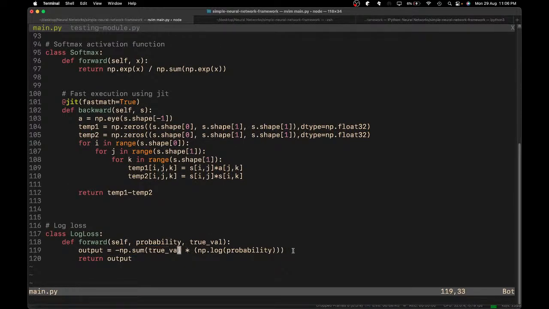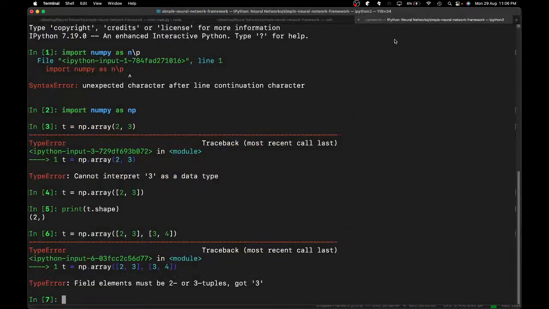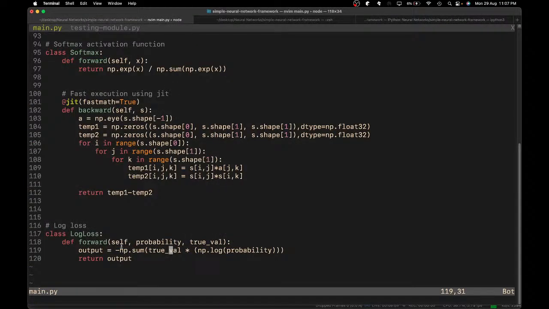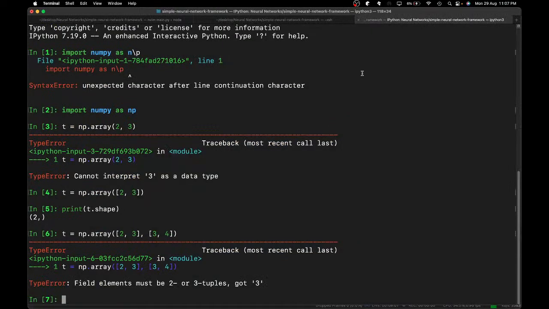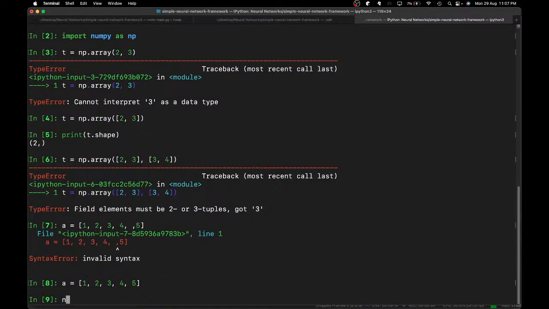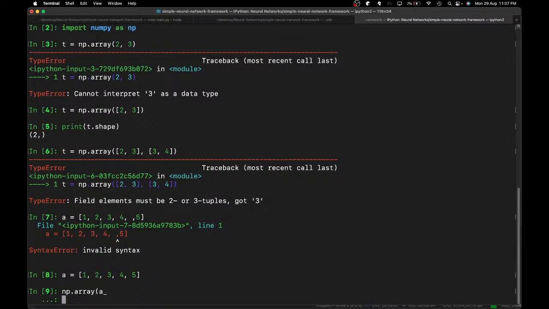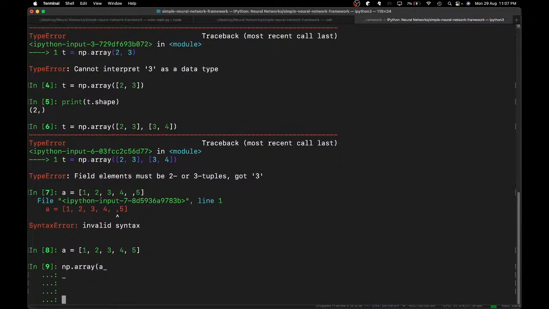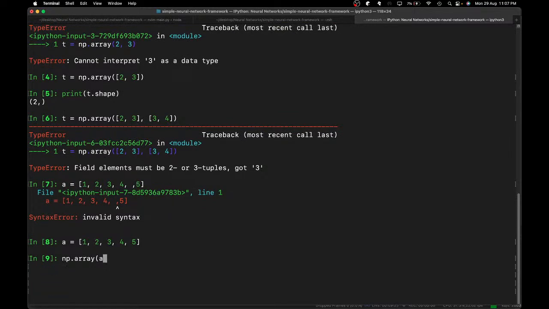Actually, I don't think that's it, right? Let's test this out. So I just opened up IPython 3 here, and we can just test stuff out over here. I want to check how does np.sum work. So if I have a t, which is going to be a np.array, I'm just going to have a, and we can just have 1 2 3 4 5, and then np.array a. Why am I making so many typos today?